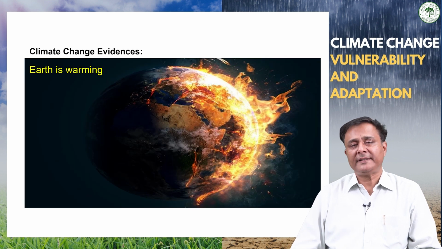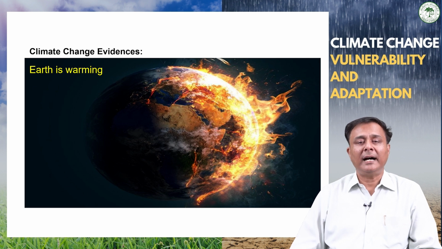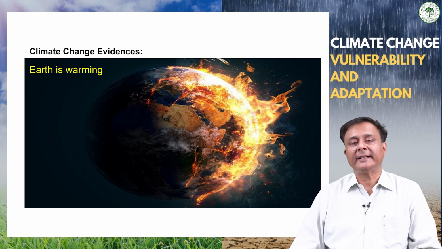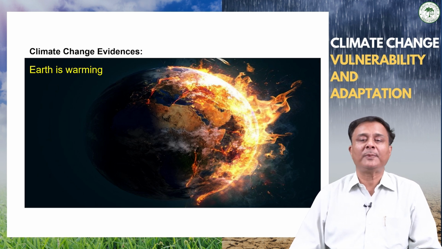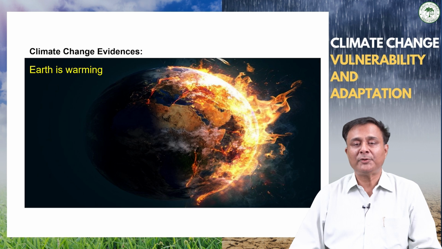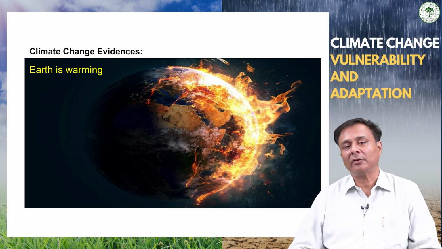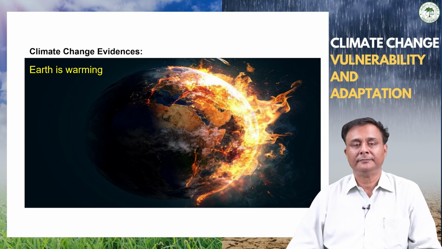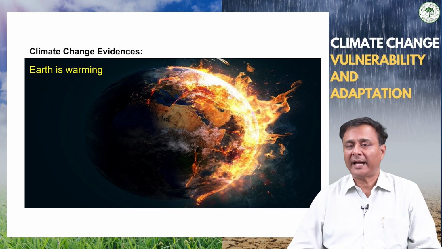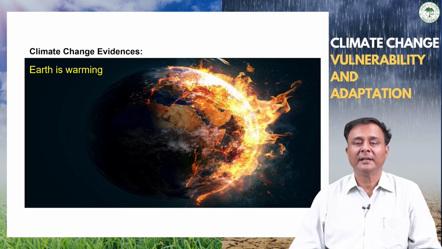Among the various evidences for climate change, there is unequivocal evidence that Earth is warming at an unprecedented rate and human activity is the principal cause of it. Principal cause of this Earth warming, which we are calling global warming. Earth's climate has changed throughout history. I had tried to highlight this in my previous discussion.